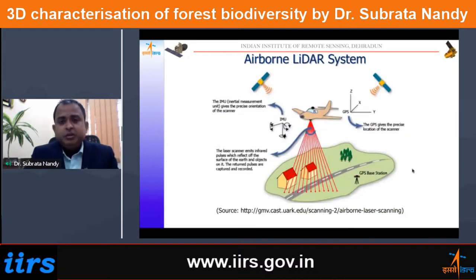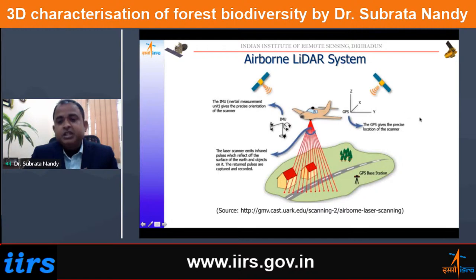So this is about whatever I talked about, terrestrial laser scanner. Coming to airborne laser system. Airborne laser system, the main component here is, of course, the laser scanner, which emits infrared pulses which reflect from the surface of the earth and objects, and then these return pulses are recorded. And so there is a laser scanner, there is a GPS, and there is an IMU, inertial measurement unit, which gives precise orientation of the scanner.